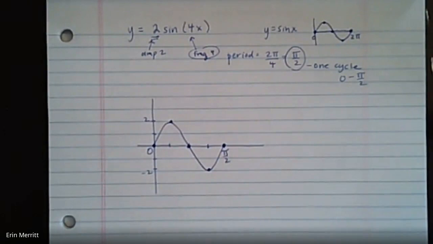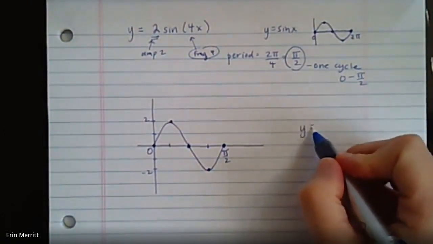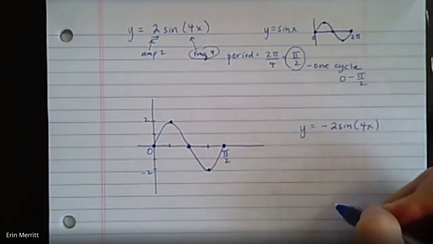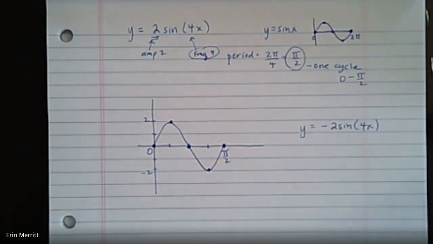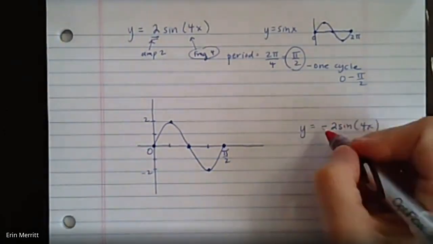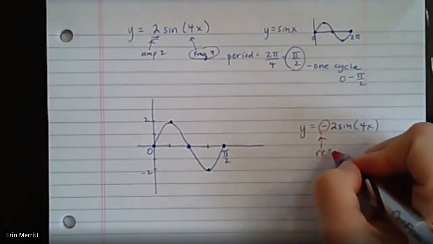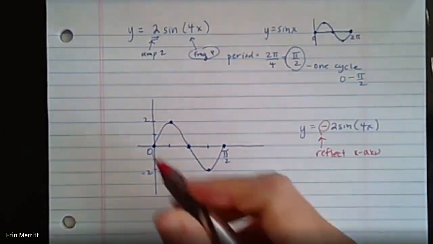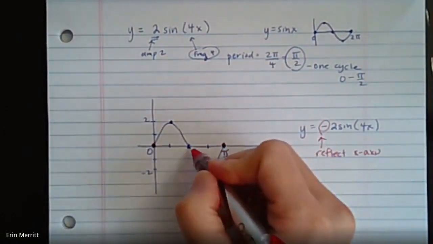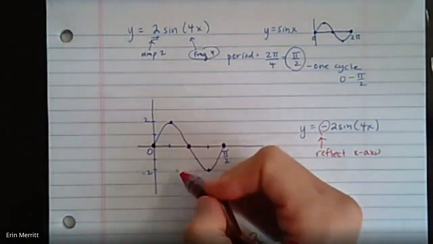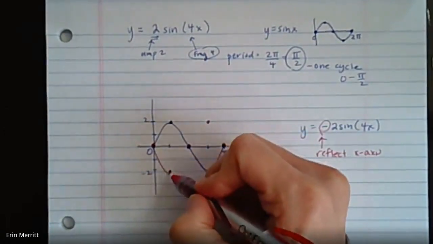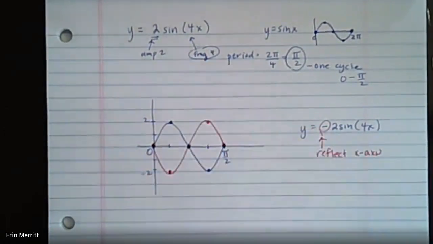If I had something along the lines of, let's say, y equals -2 sine of 4x, then I would have the same scaling. The only difference here is that the negative would mean that I would reflect it over the x-axis. So I would start, finish, dead center, same spots, but then it would go down first, and then here it would go up. So it would just be flipped over. Looks kind of fun when you put them together.